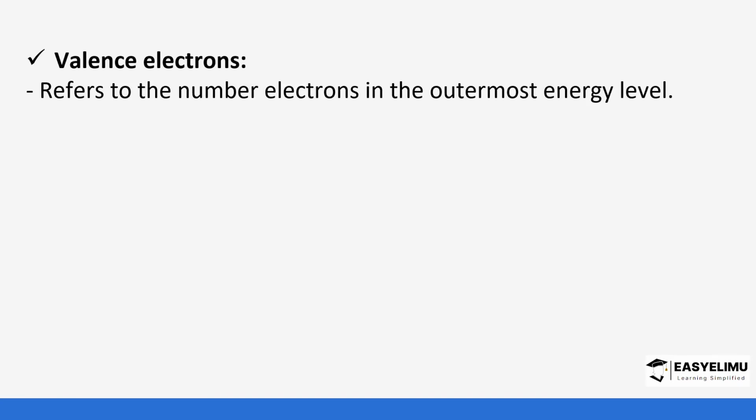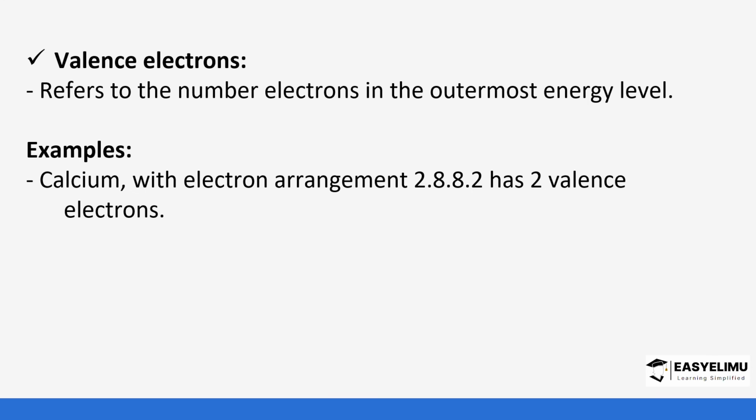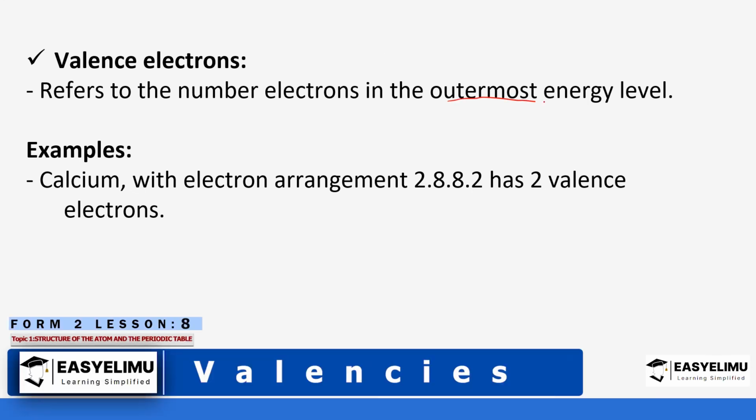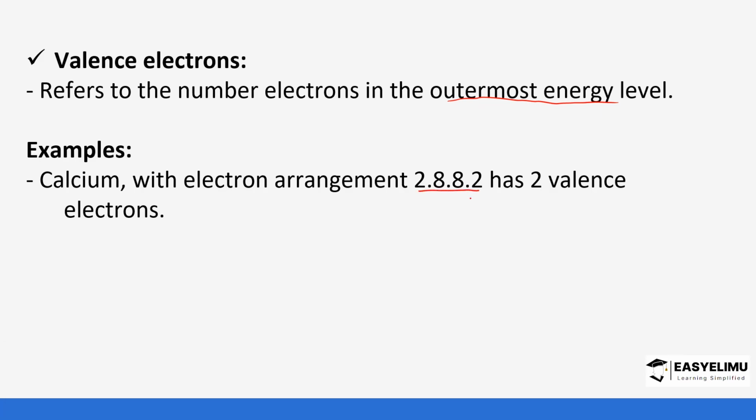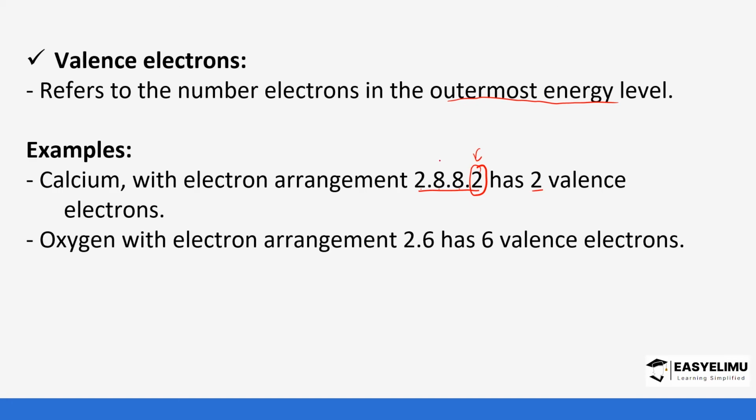So we'll start with the valence electrons. Valence electrons refer to the electrons in the outermost energy level. So if you write your electronic configuration like we did in the previous videos, the outermost energy level gives you the valence electrons. Like in calcium, which has a configuration of 2.8.8.2, it has 2 electrons in the outermost shell. So it tells us that the valence is 2.